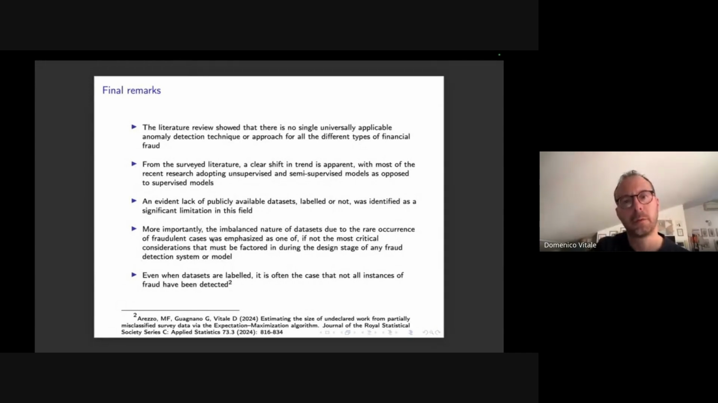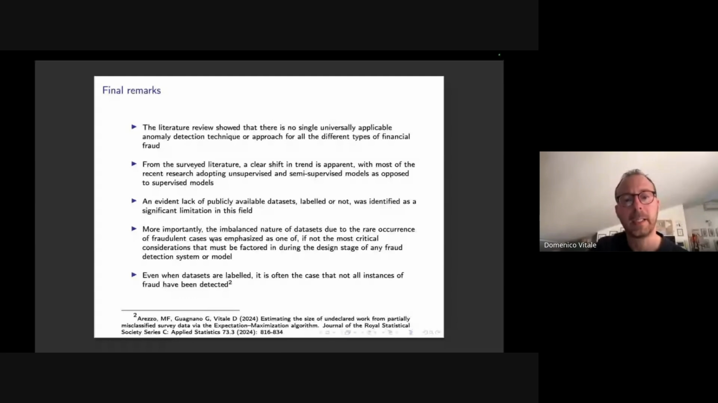So the literature review shows that there is no single universally applicable anomaly detection technique for all different types of financial fraud. From the survey literature, there is, however, a clear shift in trend, a clear tendency towards adopting unsupervised and semi-supervised methods as opposed to supervised models, which require labeled data. There is an evident lack of publicly available datasets, which are essential for testing and calibrating models. So this is a point which needs to be highlighted.